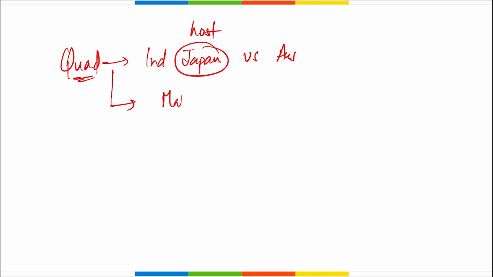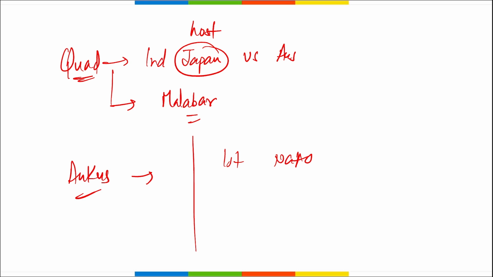They conduct an exercise, that is the Malabar exercise, that you have to know. Similarly, there is AUKUS, Australia, UK and United States of America. It is a trilateral organization. Then apart from this, if asked which is the first country to participate in the NATO summit recently, it is your Japan. Japan for the first time will be participating in the NATO summit.